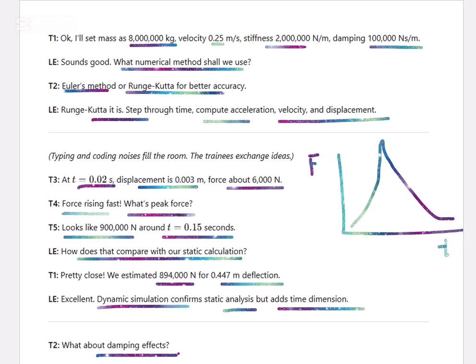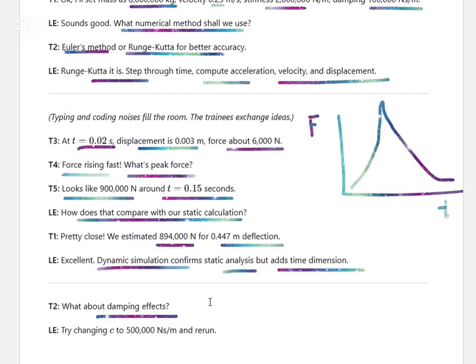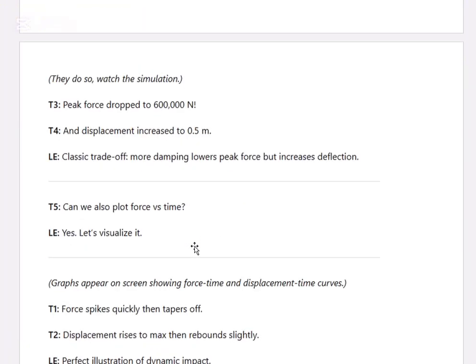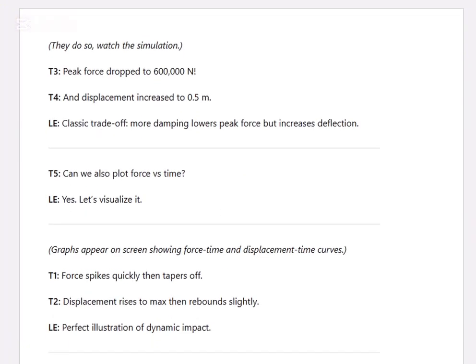What about the damping effects? If we change the C value and rerun, the peak force drops to 600,000, and the displacement increases to 0.5 meter. More damping lowers peak force but increases deflection.